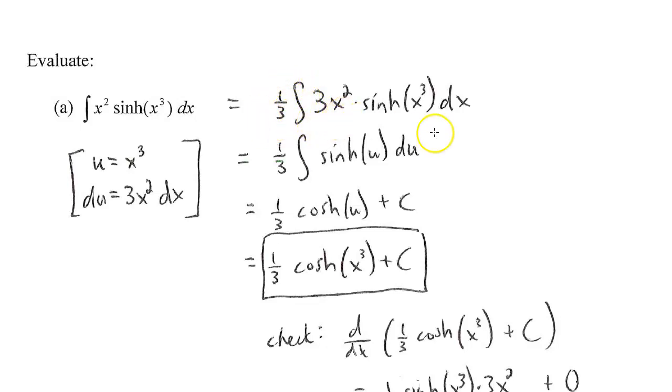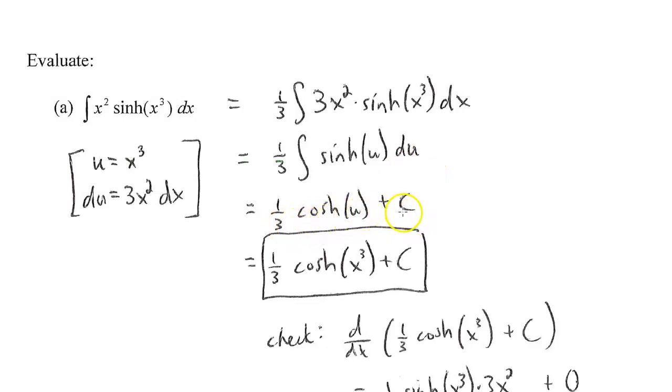The 3x squared dx turns into the du. The 1/3 stays the same. And what we have inside here is sinh of u. Well, the integral of sinh of x dx is cosh of x. The integral of sinh of u du will be cosh of u. That's just a dummy variable here. It doesn't matter whether you're using t or x or u. The integral of sinh of u du would be cosh of u plus c.